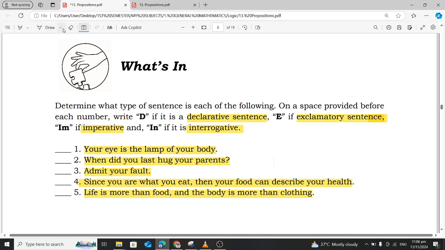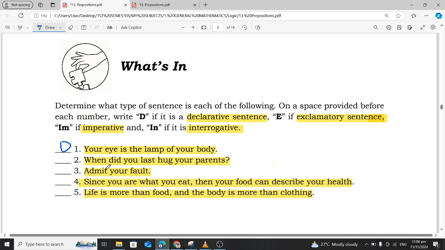Now, let's have number 1. Your eye is the lamp of your body. Is the sentence giving an information? Yes. Does the sentence end with a period? Yes. Therefore, declarative sentence.